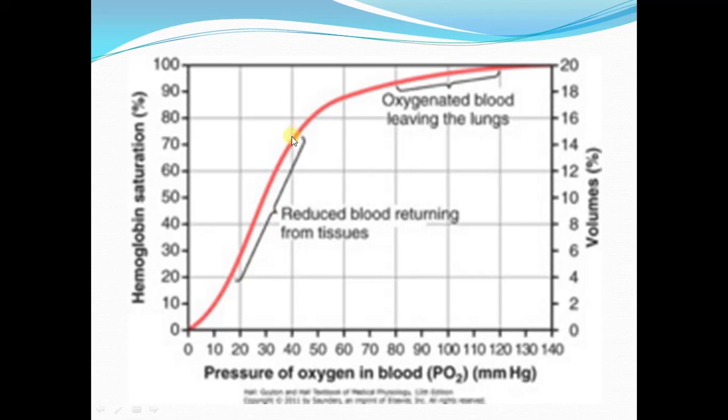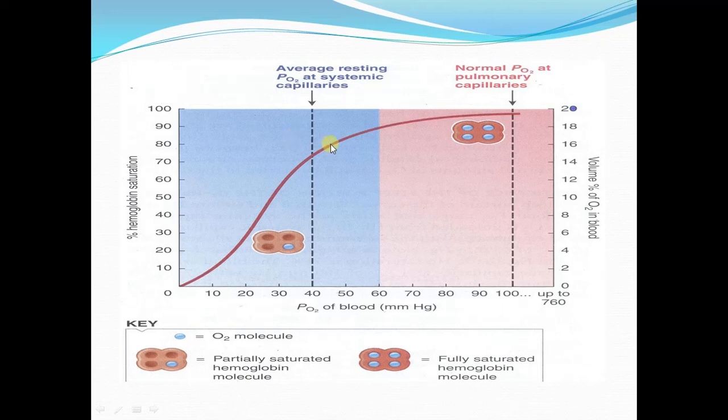Now this curve can be divided into two parts, an upper part and a lower part. In the upper part of the curve, in the pressure range of 60 to 100 millimeter of mercury, which is the pressure of oxygen in the blood, the curve is relatively flat.